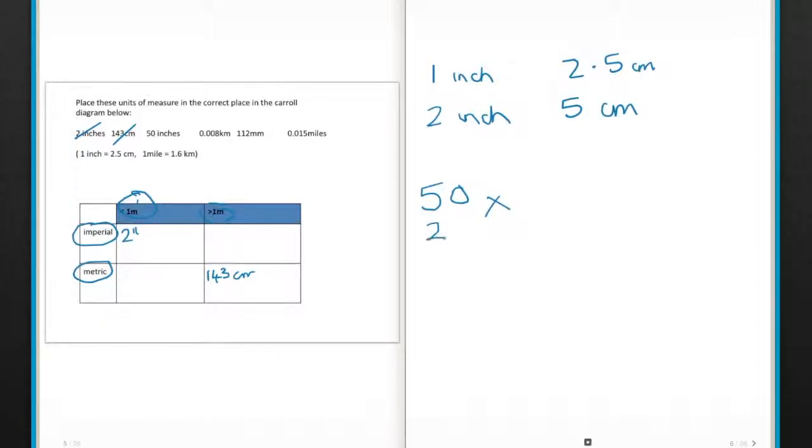So if I do 25 times 50, 0 down, 2 nothings are nothing, 2 5s are 10, then times it all by 5, 5 nothings are nothing, 5 5s are 25, 0, 5, 2, 1, 1 number behind the decimal point. It's 125 centimetres, so it's bigger than a metre and it goes in the metric box. So this is 50 inches.